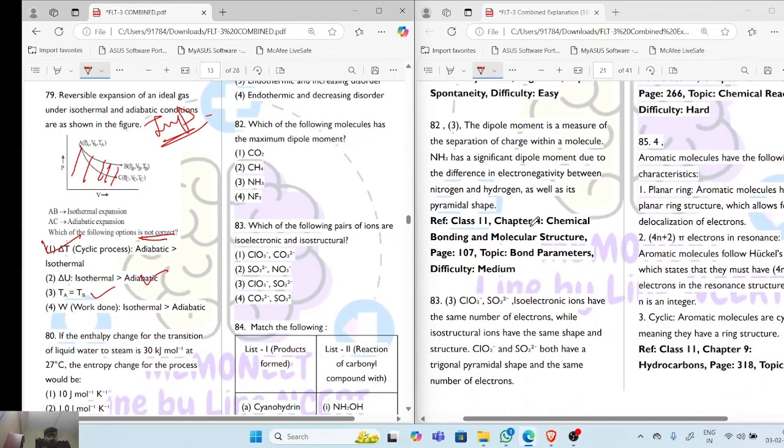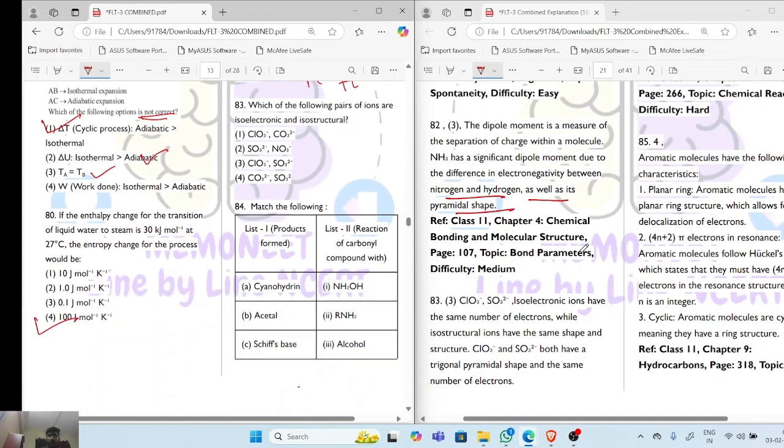Now comes to question number 82. Which one of the following molecules has the maximum dipole moment? Among CO2, CH4, ammonia and NF3. The dipole moment is a measure of separation of charge within a molecule. NH3 has a significant dipole moment due to the difference in electronegativity between nitrogen and hydrogen, as well as the pyramidal shape, because the shape of NH3 is like this. Due to the lone pair, it has the highest dipole moment, so option number 3 is our correct answer.